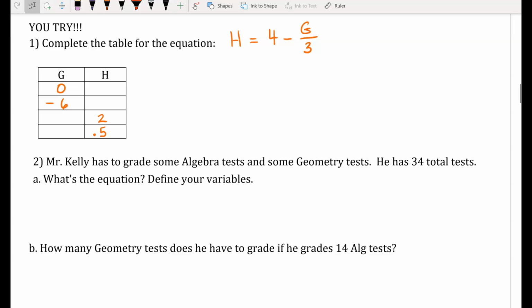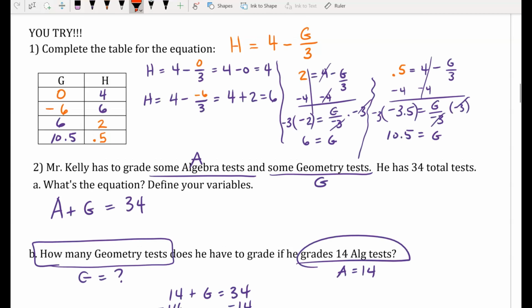Now turn your paper over and you will be trying some problems. Here's the problem for number 1. Make sure you write that down, and then also write down the values that are given in the table. After you've paused the video and worked through these problems, come back and check your answers.